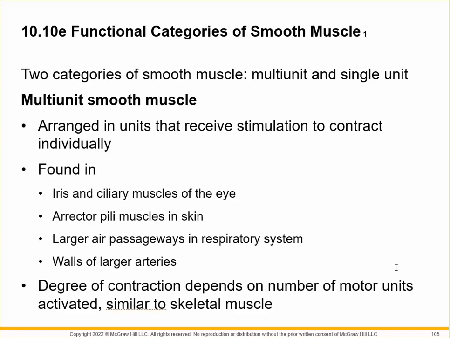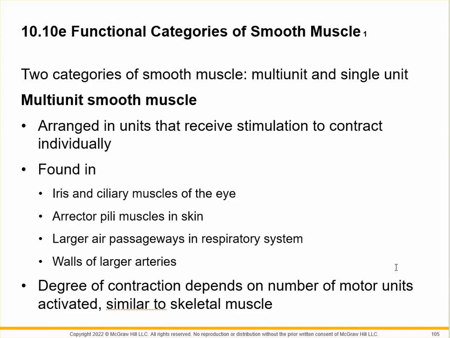There's two types of smooth muscle. So there's multi-unit smooth muscle, and so these are cells that act independently. There's multiple units, and so we use this like in the iris of the eyes and in the arrector pili of the skin, in passageways in the respiratory system to deliver oxygen to certain areas. They react rather similar to skeletal muscle.